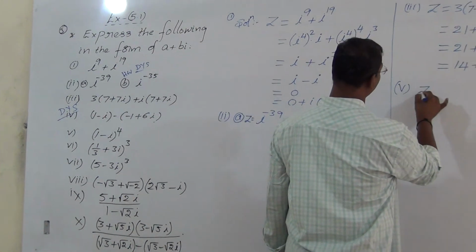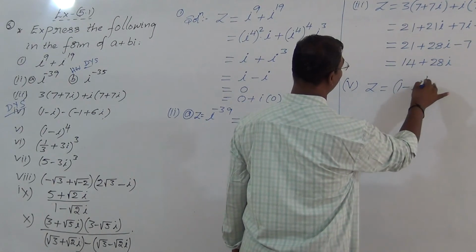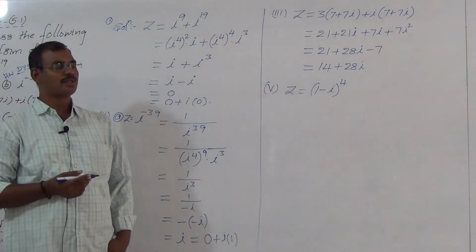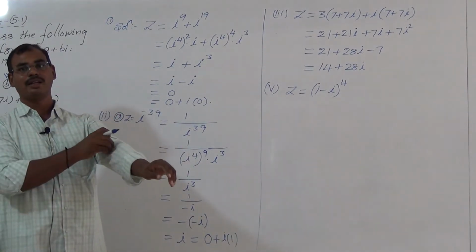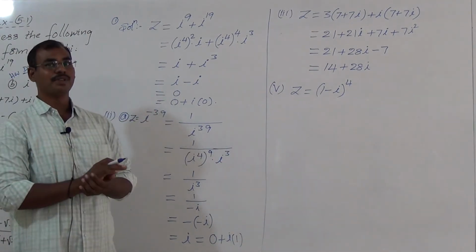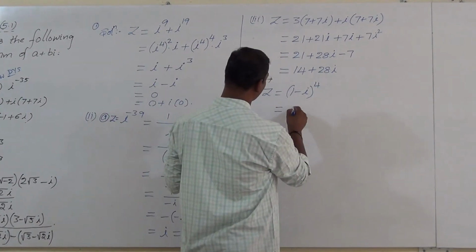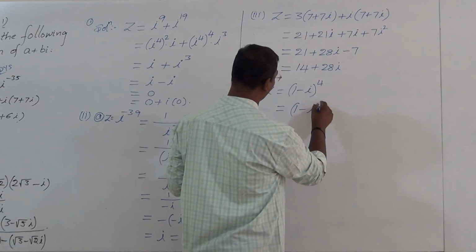1 minus iota whole raised to 4. So do you have any formula? Yes. But how to write this one? Firstly, to make it formula form, I write (1 minus iota) whole square.